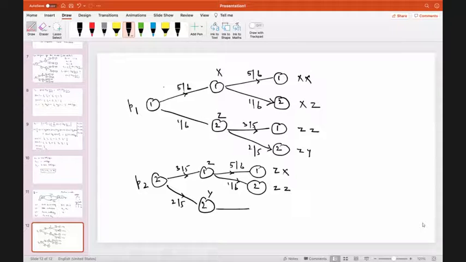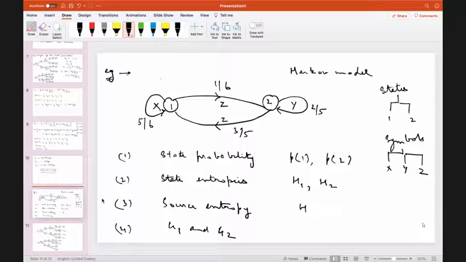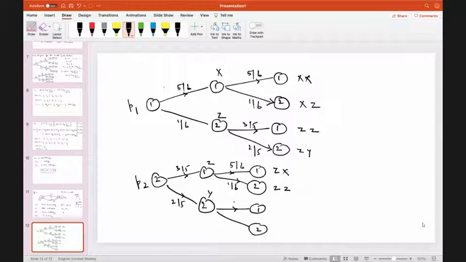Then you can either go to 1 or you could go to 2. When you go from 2 to 1, then the probability is 3 by 5. So this is going to be 2 by 5, and you will reach Y, Z. I think if it's Z only, yeah, 2 to 1 is Z. So you will reach YZ, or you will reach YY.